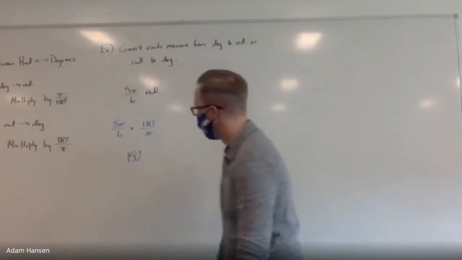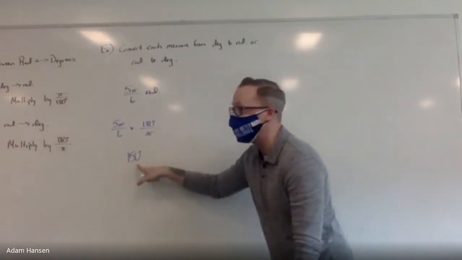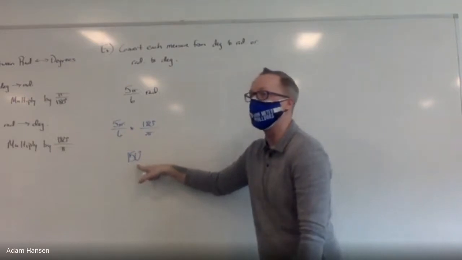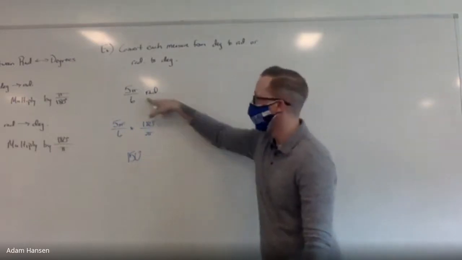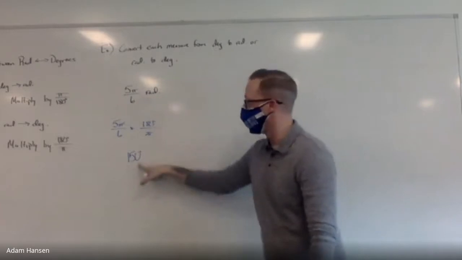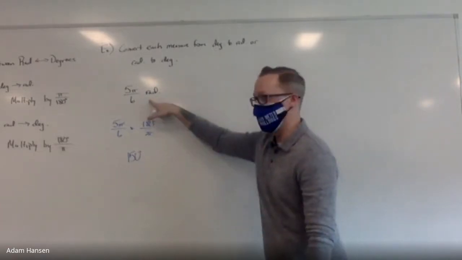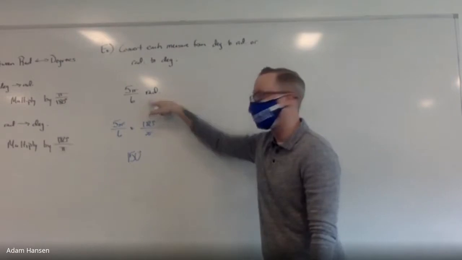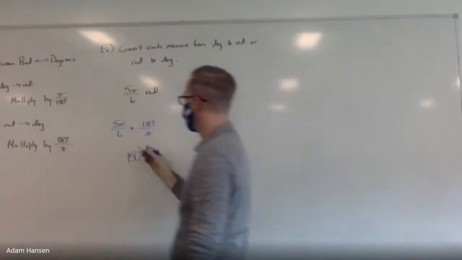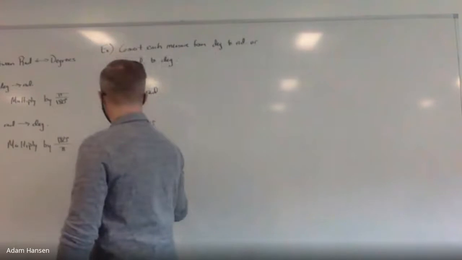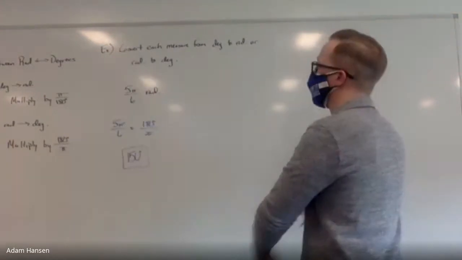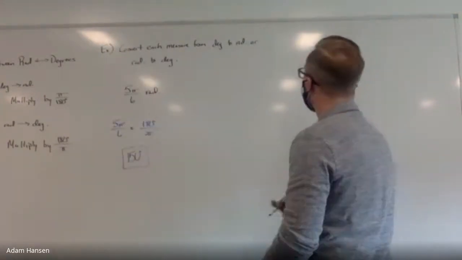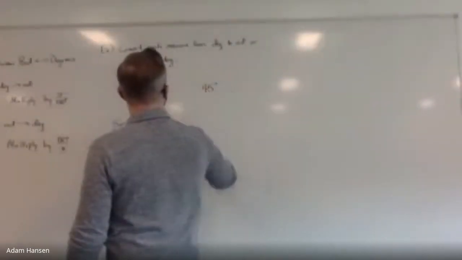So what have we now shown? 150 degrees is equivalent to what angle measure in radians? 5 pi over 6. 150 degrees is the same as 5 pi over 6 radians for the same angle. Now let's try 45 degrees.